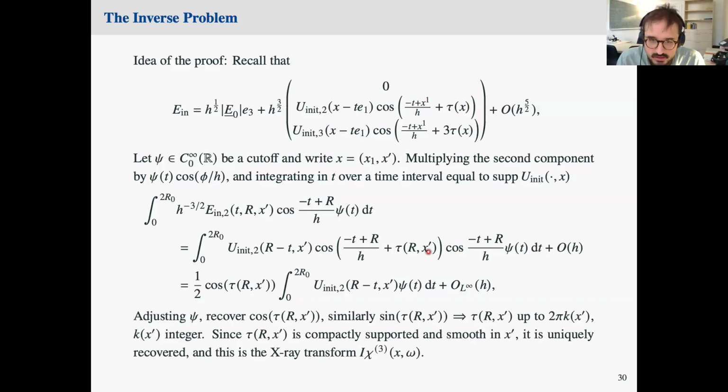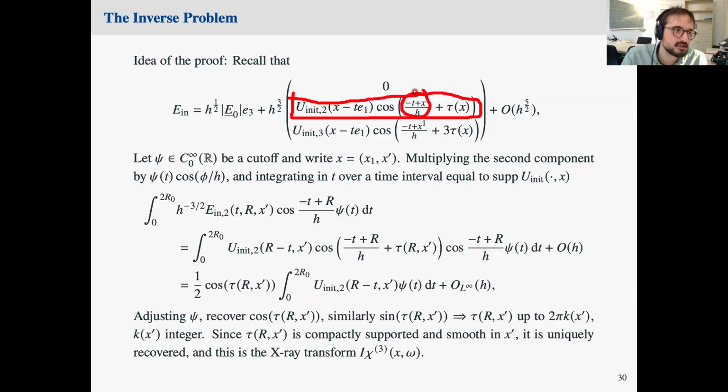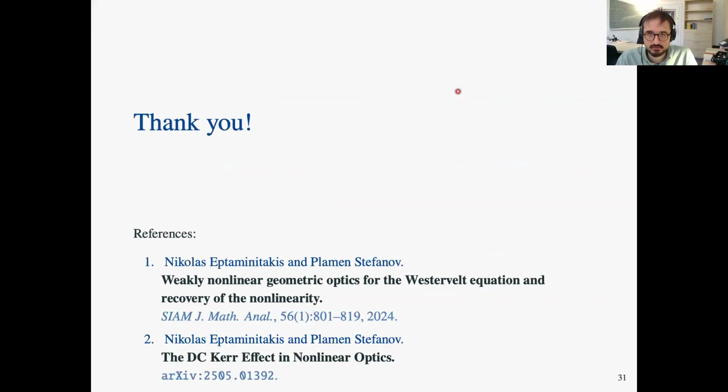This gets a bit too technical maybe, but the point is that you have this expression that involves the X-ray transform and involves a cosine. So basically what you want is to multiply by another cosine of this quantity and integrate. And once you do that, it turns out that at leading order you can extract the X-ray transform. Okay, so I think I'm going to stop here.